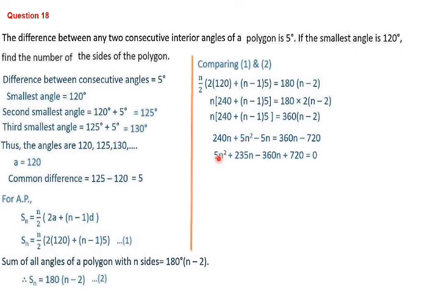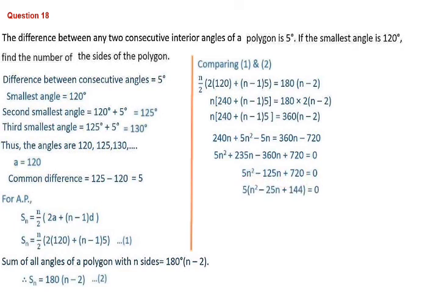Then arrange it: 5n square. Then 240n minus 5n, that is 235n. Then here there is 360n, bring to the left, that is minus 360n. Then minus 720, bring to the left, plus 720 equal to 0. Then 5n square, 235 minus 360. When we subtract, we get minus 125n, plus 720 equal to 0.